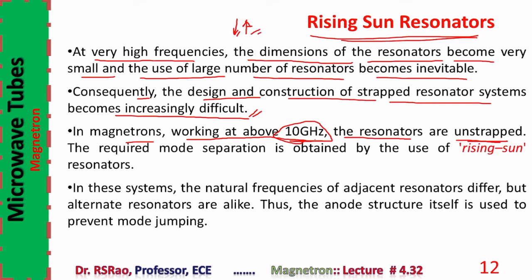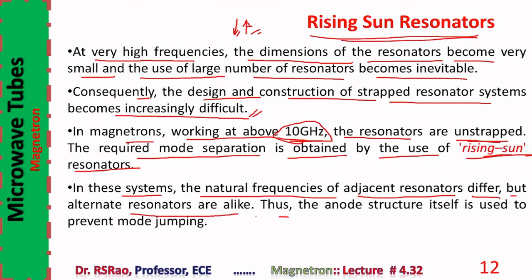In magnetrons working at about 10 gigahertz, the required mode separation is obtained by the use of rising sun resonators. In these systems, the natural frequencies of adjacent resonators differ, but alternate resonators are alike. The anode structure itself is used to prevent mode jumping.